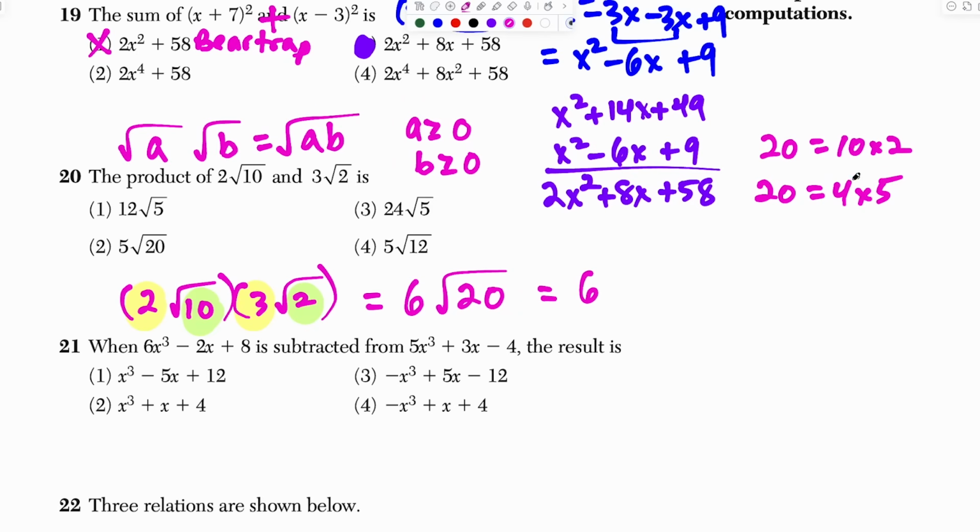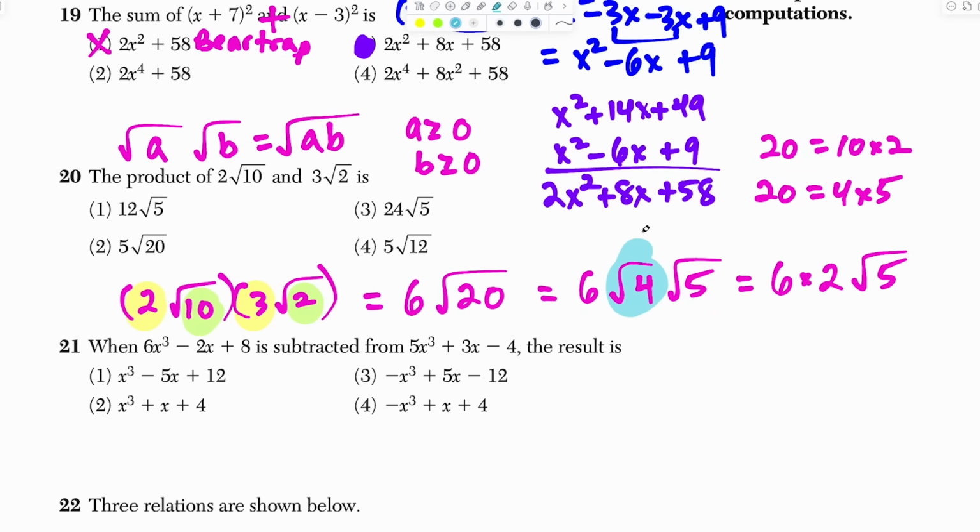So I would call this not 4 times 5, I would call it square root 4 times square root 5, because once again, the 20 is under a square root. And now if we look at this piece over here, see how the square root of 4 is a perfect square. So this now simplifies to 6 times 2 and then times square root 5.